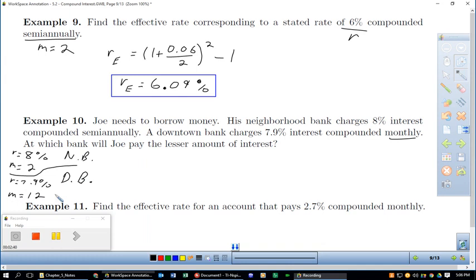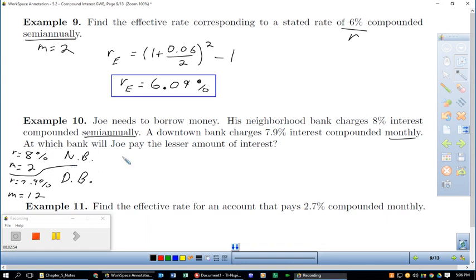So at first glance, you might go, downtown bank is obviously the better choice. Their billboards look nicer, and they have a lower percent of interest. But they charge interest more often than the neighborhood bank. The neighborhood bank only charges interest twice a year. The downtown bank charges it 12 times. So we'll have to see how this works out.